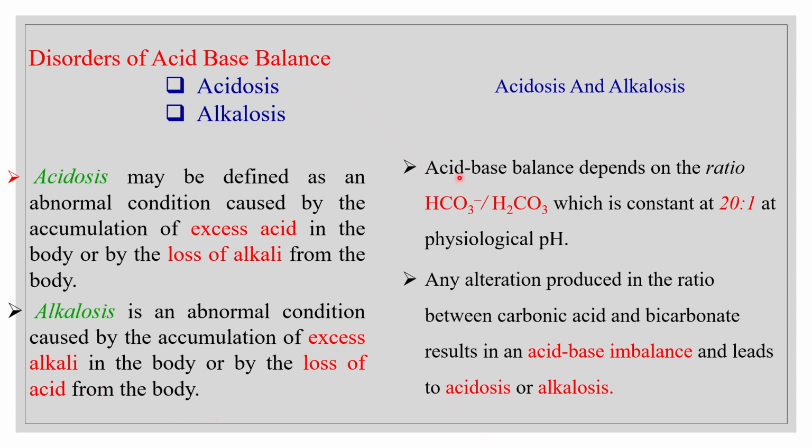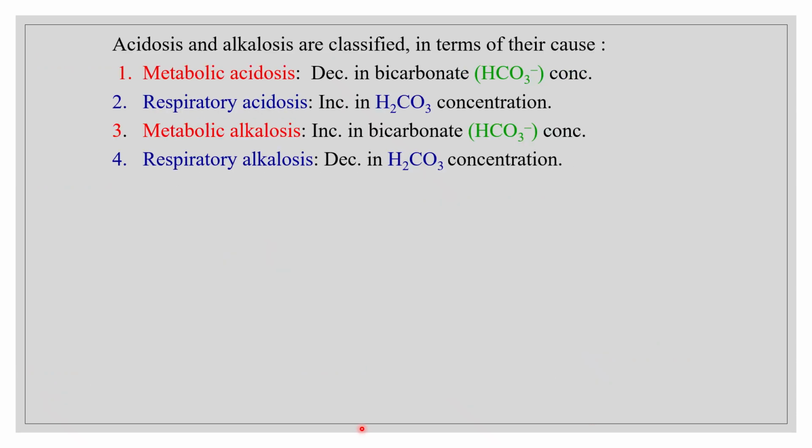So, acid-base balance depends on the ratio of bicarbonate ion and carbonic acid. If we remember the Henderson-Hasselbalch equation, the ratio of concentration of bicarbonate to carbonic acid is always 20:1 at physiological pH. So, any alteration in the ratio between carbonic acid and bicarbonate results in acid-base imbalance and leads to acidosis or alkalosis.